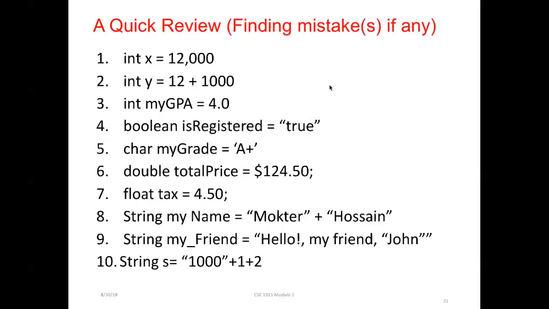This sign is okay, number 10 is okay. But can anyone tell me what is the output of number 10? For number 10, the output will be 100012. Try it in Python or Java. So how many digits of precision does a float have? Yes, 7.